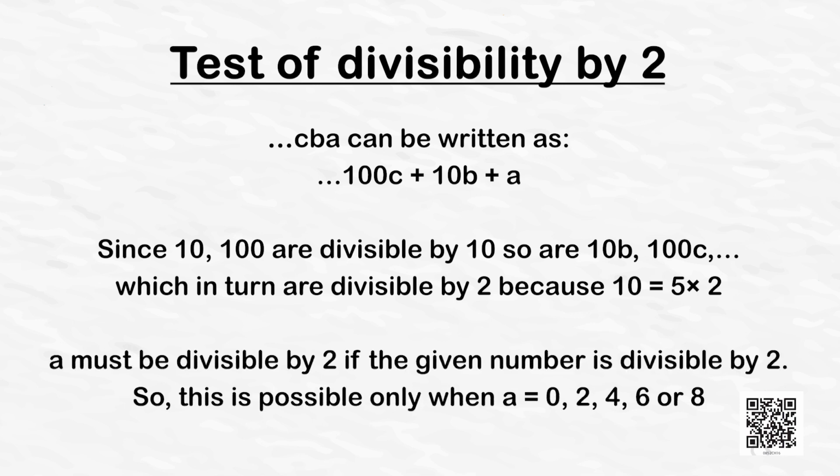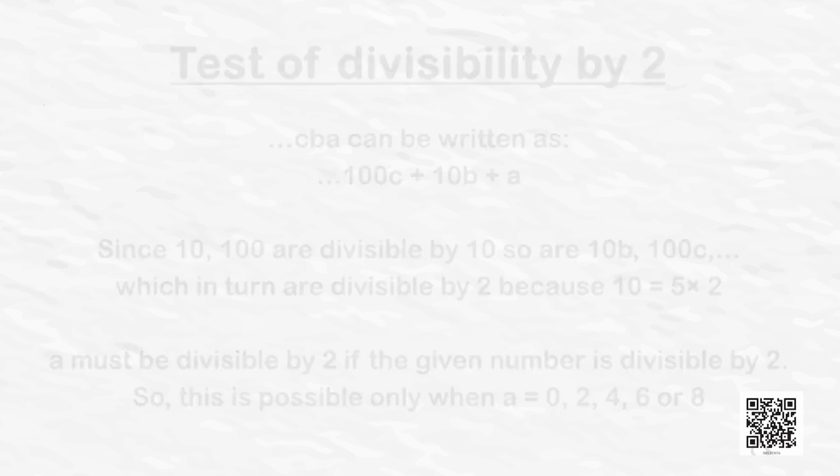And as far as number A is concerned, it must be divisible by 2 if the given number is divisible by 2. So, this is possible only when A is equal to 0, 2, 4, 6 or 8. Students, let's solve another problem now.